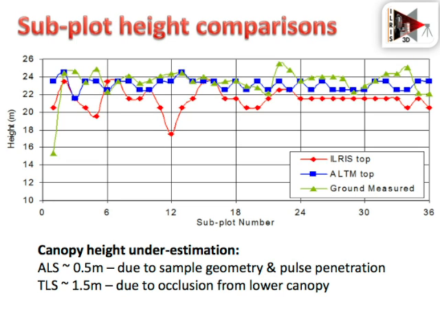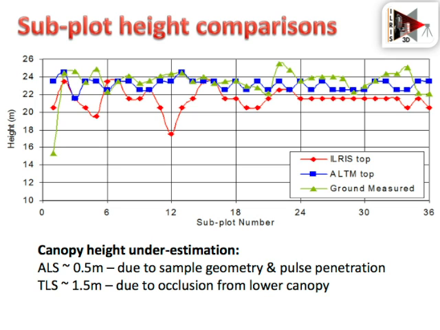So, plot height comparisons. Again, Nicholas alluded to this as well. These are results from another study where we had 36 individual plots. We had airborne LiDAR, we had field data, we had TLS data, and we did a comparison of all of them. What we found was that, on average, the ALS data underestimated height by about half a meter. The TLS underestimated by about 1.5 meters. So there's quite a considerable difference there.